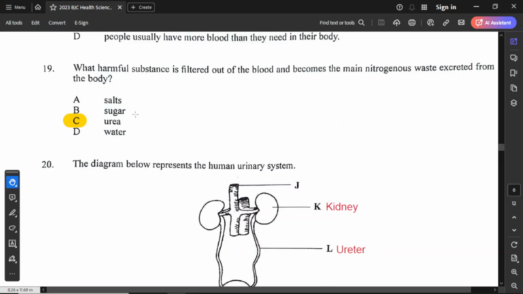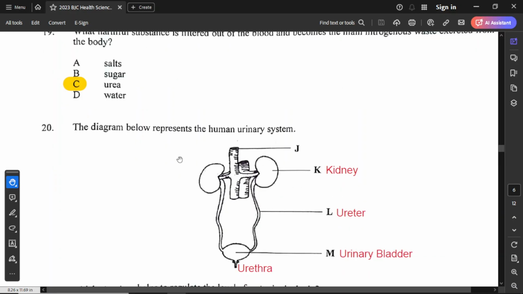All right. We have sugar. Sugar is not containing nitrogen as well. And water definitely not containing nitrogen. So the only one that contains nitrogen is urea. All right. And urea plus salt and water will form urine. You need to make a note of that. Sugar is not in urine. If you find sugar in the urine, that means the person is diabetic.